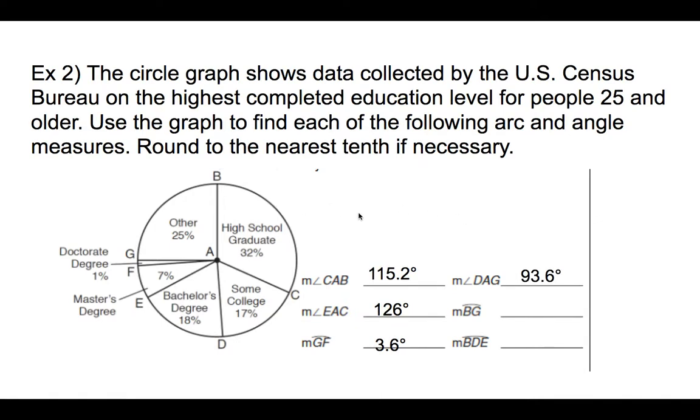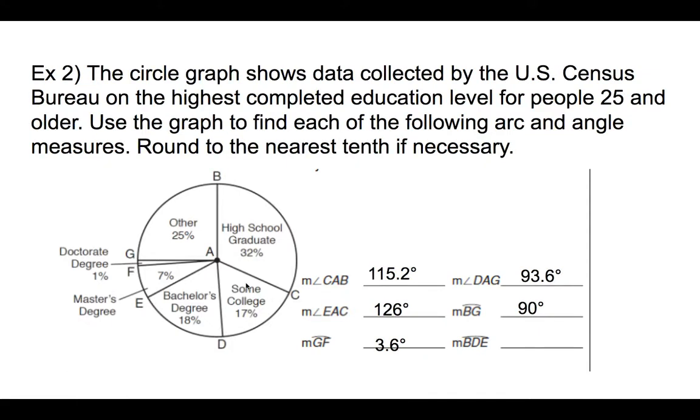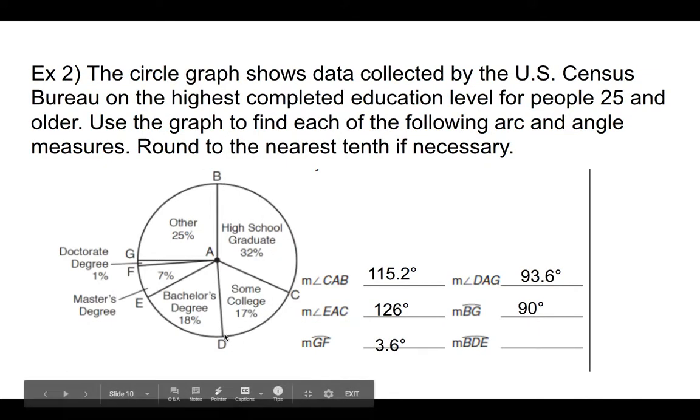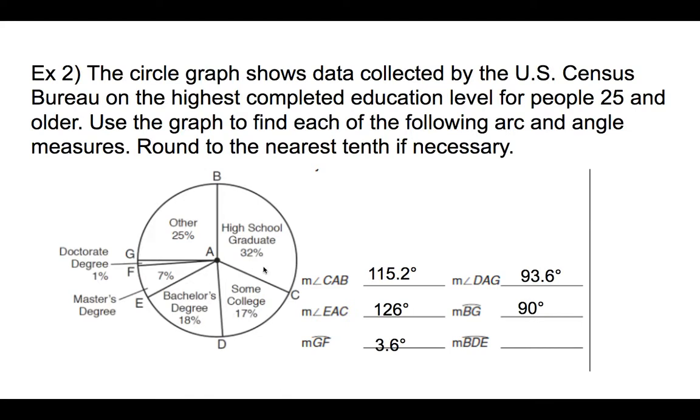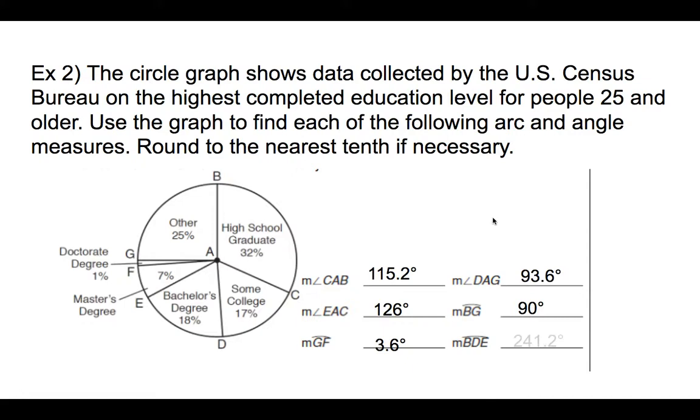And then arc BG, so going from B to G, that's 25% of our circle, which is 90 degrees. And then arc BDE. Okay, so B to D to E. So I'm looking at 1, 2, 3 sections of my circle. If I add those 3 sections up and then take that percentage and multiply it by 360, I get 241.2 degrees. So then that is my measurement of the arc.